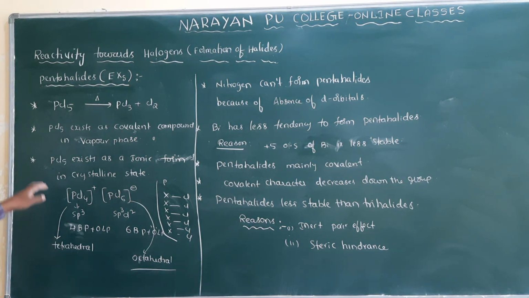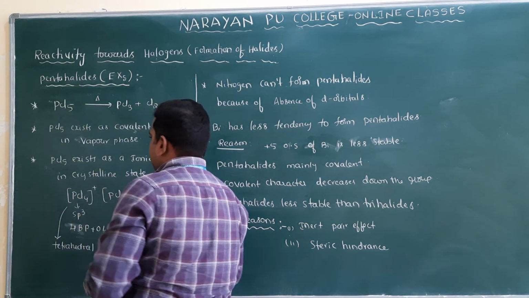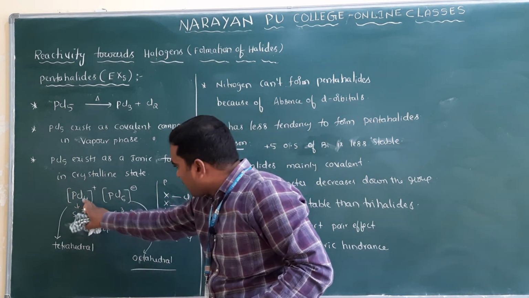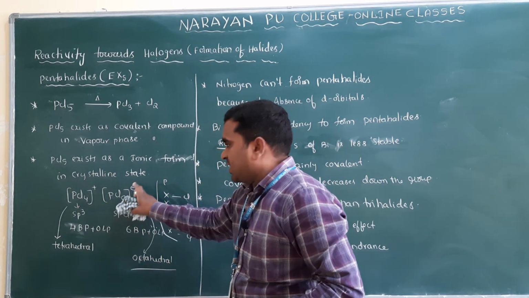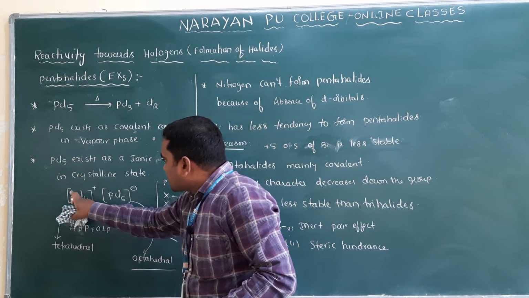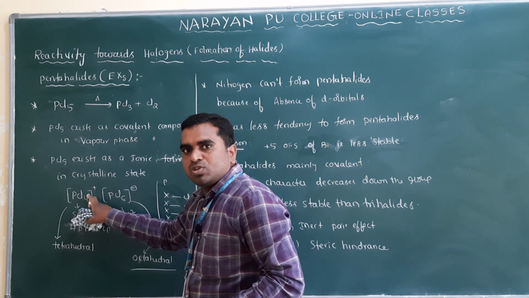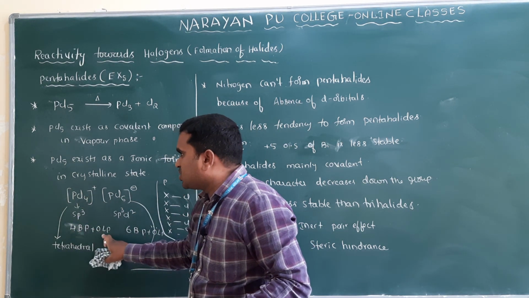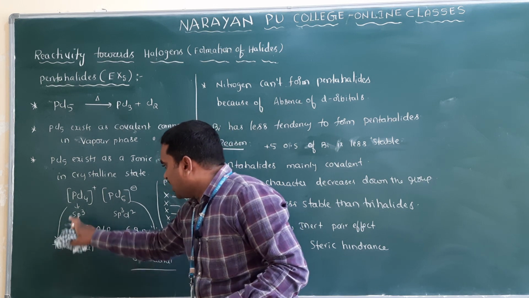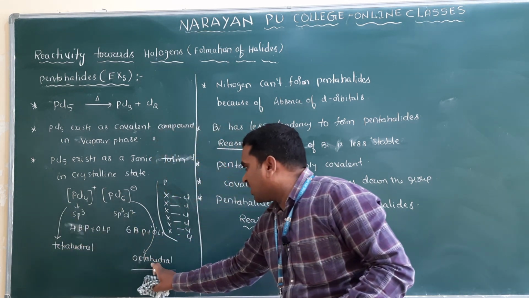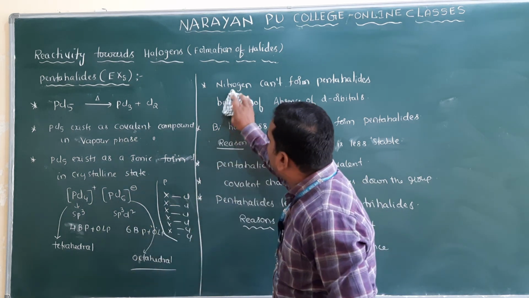So PCl5 exists in the crystalline state as PCl4+ and PCl6-. Here 4 bonds are there. Clear? 4 bonds are there and the lone pair is also used, so there is no free lone pair. So 4 bond pairs and 0 lone pairs. That's why the shape of this is tetrahedral, and here octahedral, with 6 bond pairs and no lone pairs.